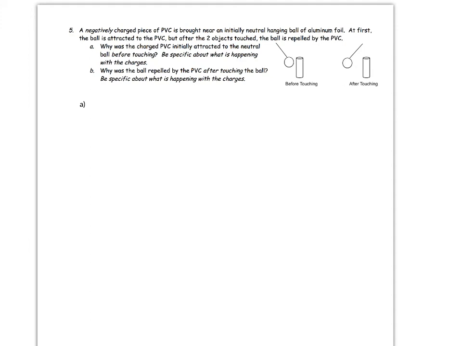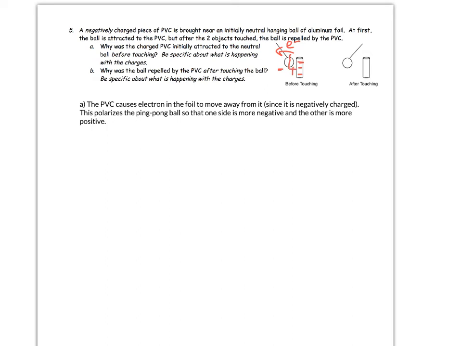For this next question, we are bringing a negatively charged piece of PVC pipe near a neutral hanging ball of aluminum foil. Initially, the PVC pipe is attracted to that ball, and we want to know why. The reason is simply polarization. This negatively charged pipe causes the electrons in the ball to shift away from it because they're repelled, and that leaves one side of the ball more negatively charged and one side more positively charged. That polarization ultimately leads to an attraction because this positive side is closer to the PVC.